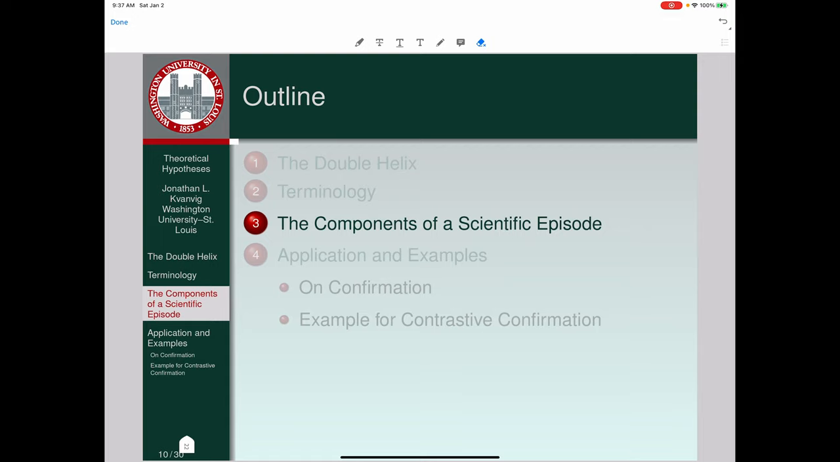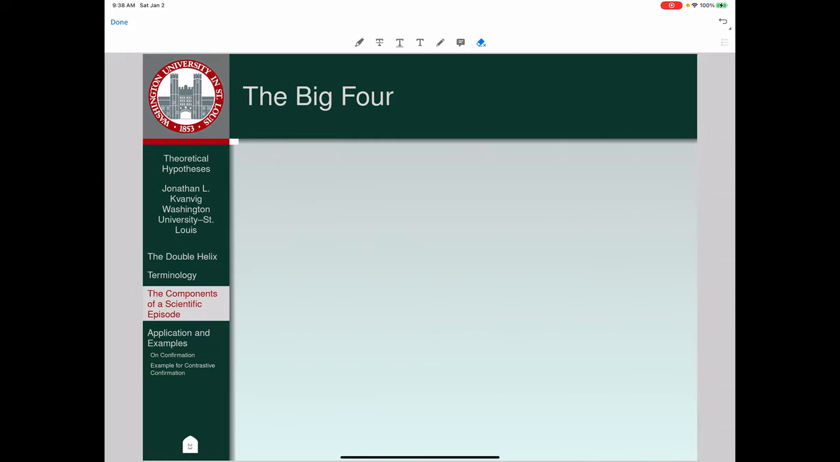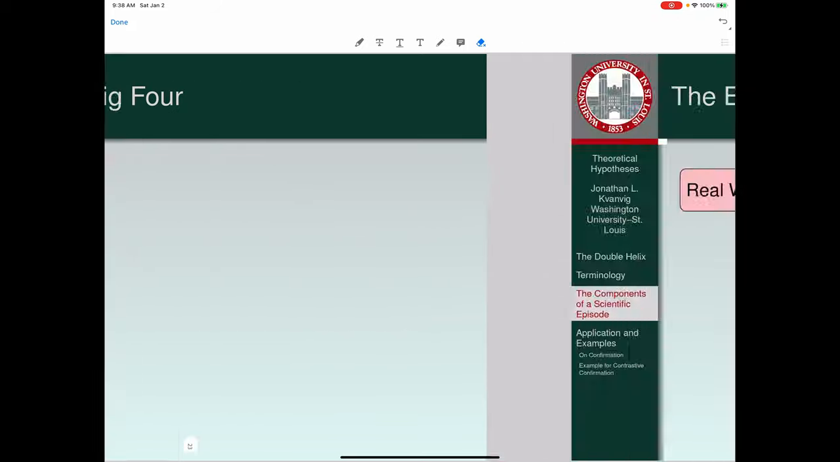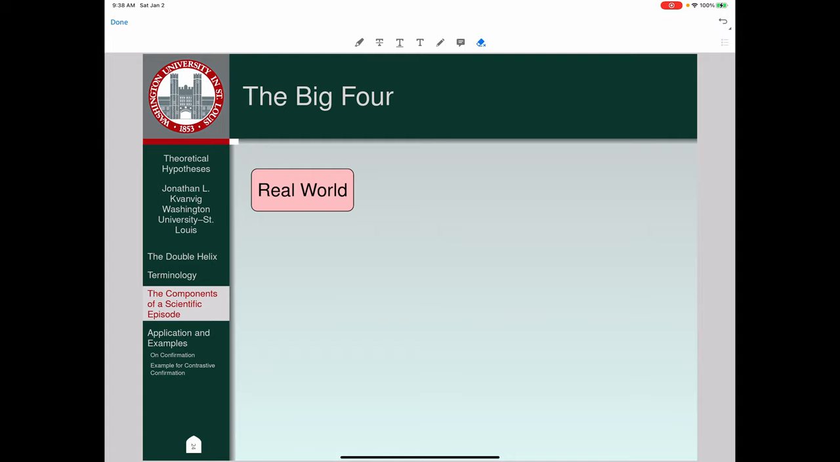It also gives you resources for telling when reporters are not doing a good job when they tell us about a scientific episode. Because if you can't fill in all the parts of this structure, the report is simply incomplete enough that you don't know what to make of it. So what are the first big four elements? The first big four elements are, first, there is the real world or some aspect of it that a scientist is trying to understand. Second, in order to do this, the scientist develops a model.